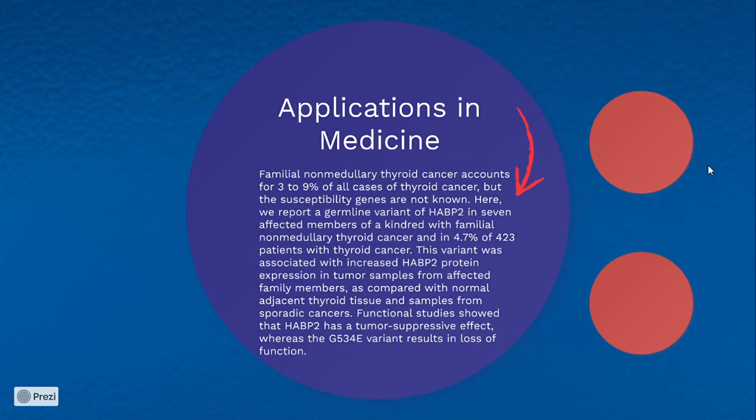Applications in medicine. Familial nonmedullary thyroid cancer accounts for 3 to 9% of all cases of thyroid cancer, but the susceptibility genes are not known. Here we report a germline variant of HABP2 in 7 affected members of a kindred with familial nonmedullary thyroid cancer, and in 4.7% of 422 patients with thyroid cancer. This variant was associated with increased HABP2 protein expression in tumor samples from affected family members, as compared with normal adjacent thyroid tissue and samples from sporadic cancers. Functional studies show that HABP2 has a tumor suppressive effect, whereas the G534E variant results in loss of function.